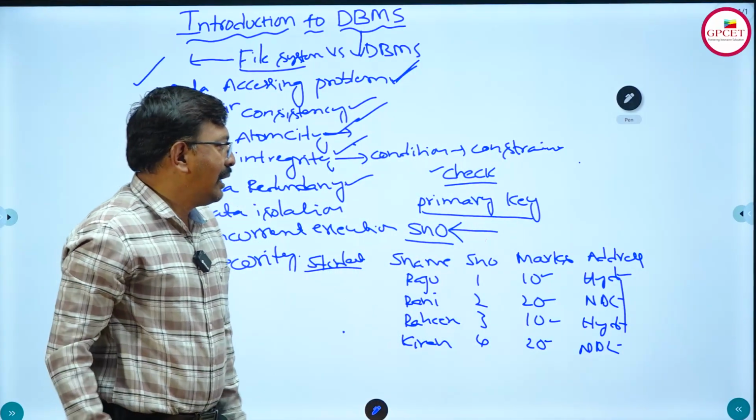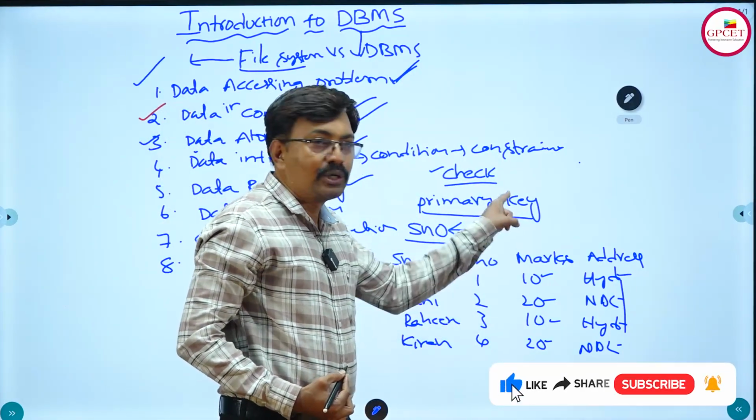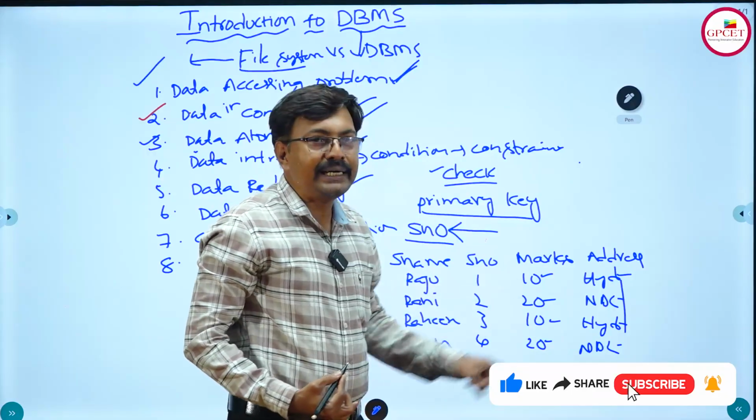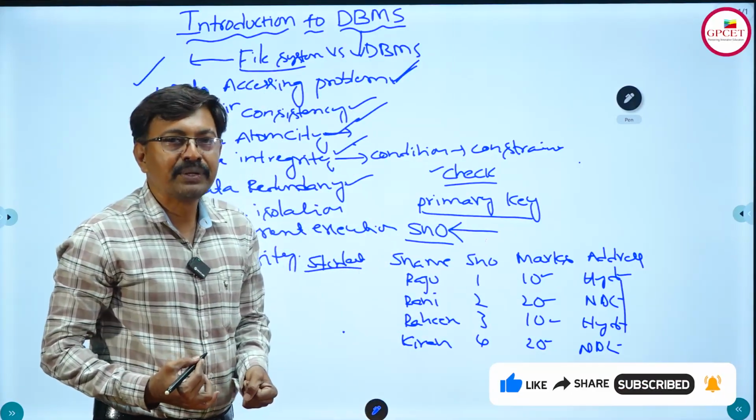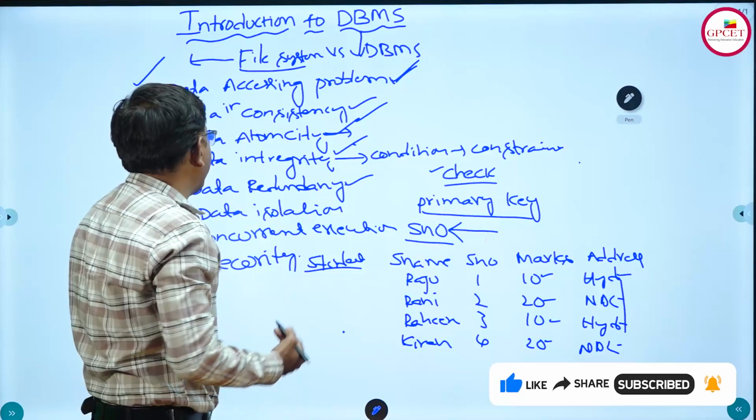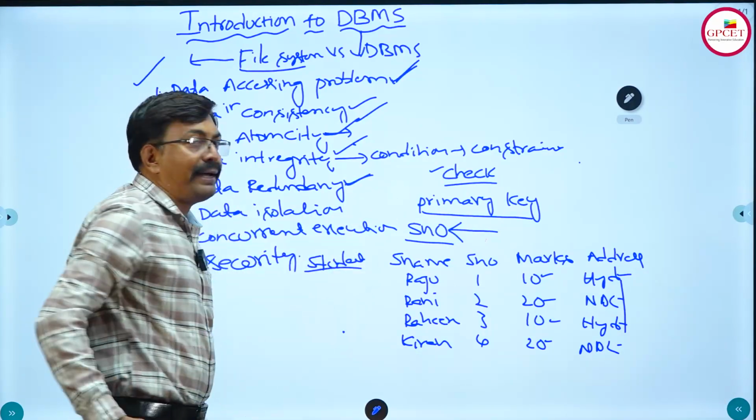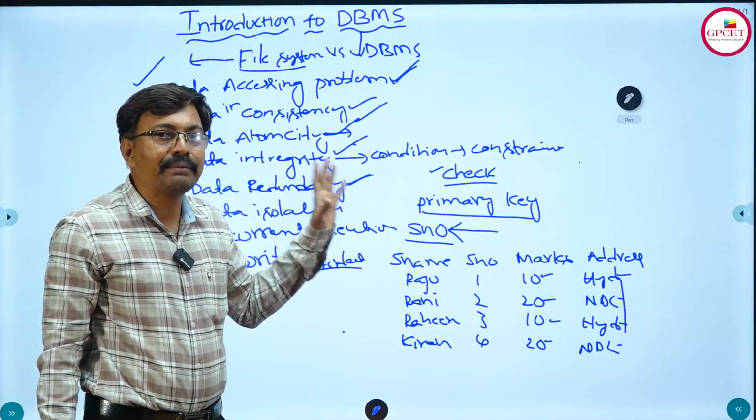Observe here, this is the duplication. What is the marks? Column level duplication. This is the redundancy, repetition of the same data. That is a drawback in file system. Data redundancy is a drawback in file system, but an advantage in database management system.